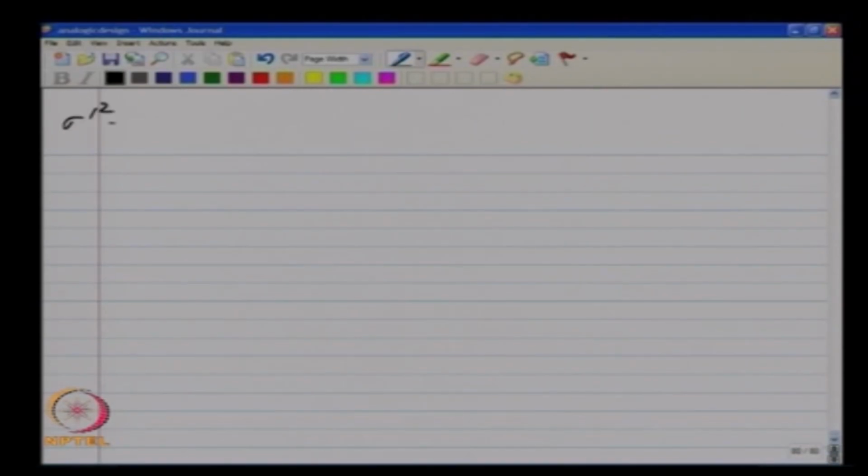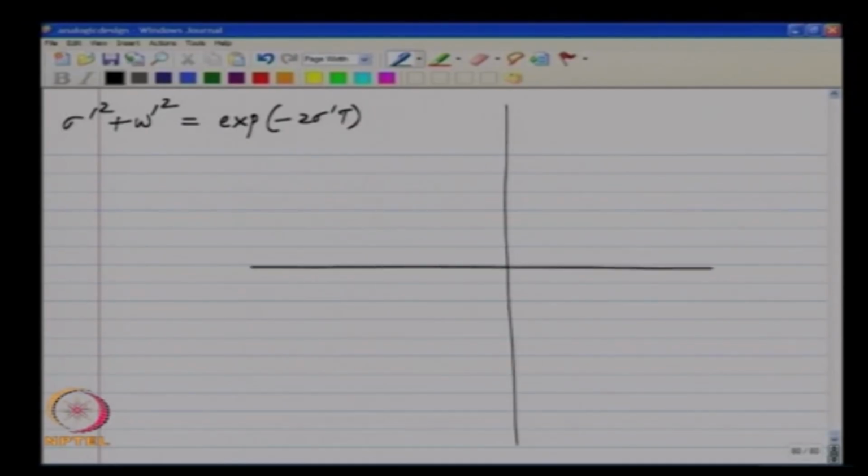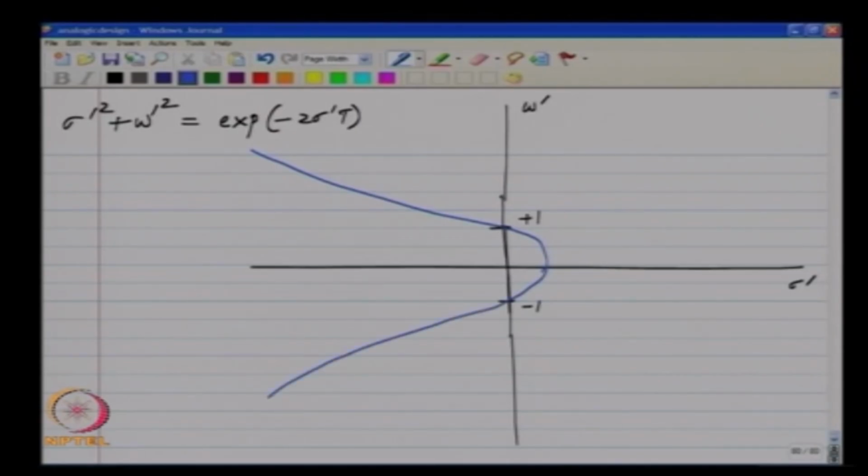So, the first equation is sigma prime plus omega prime, sigma prime square plus omega prime square is exponential minus 2 sigma prime tau. And I have already plotted this omega prime versus sigma prime, and the solution looks something like this. Let me mark unity here, plus 1 and minus 1, and as I said earlier, the solution will be an open curve, something like that. Okay.